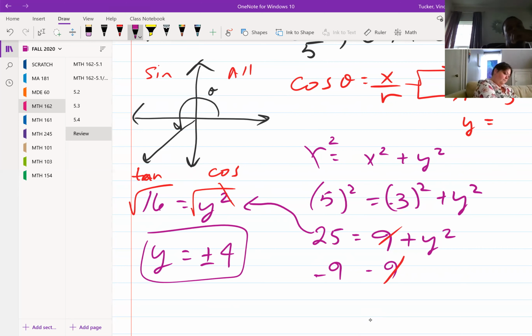All right. So solving for y, we get plus or minus 4. And so that's why it was important to make sure we're cool with what's going on in our quadrants. Here, x and y are positive. Here it's negative, then positive. Down here is negative, negative. And then the fourth quadrant is positive, then negative.